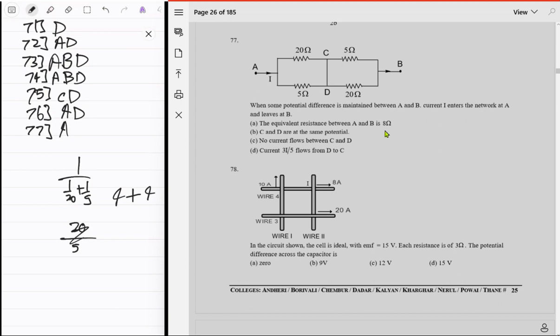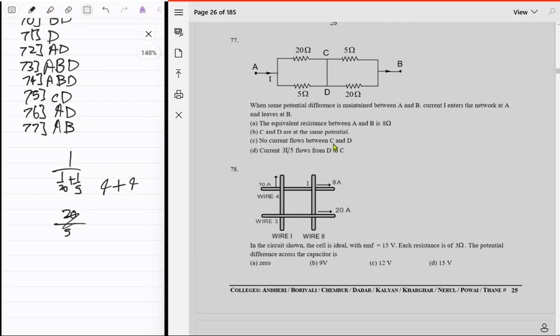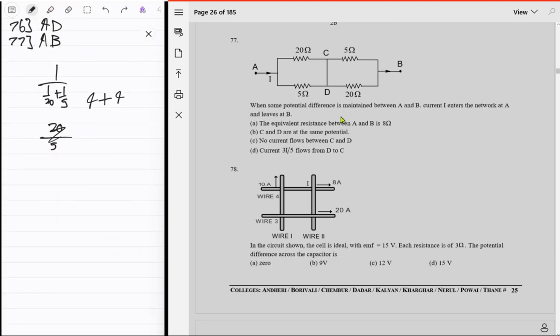What else is there? So you know, C and D are at the same potential. Yes, B is also correct. No current flows between C and D. That's wrong. That's not the thing. There does, right? Current does flow in this. Same potential does not mean that current will not flow, because here the resistance is 0. So yeah, C is not correct already. Current flows from D to C. We have already found the resistance, whatever it is, think about it.